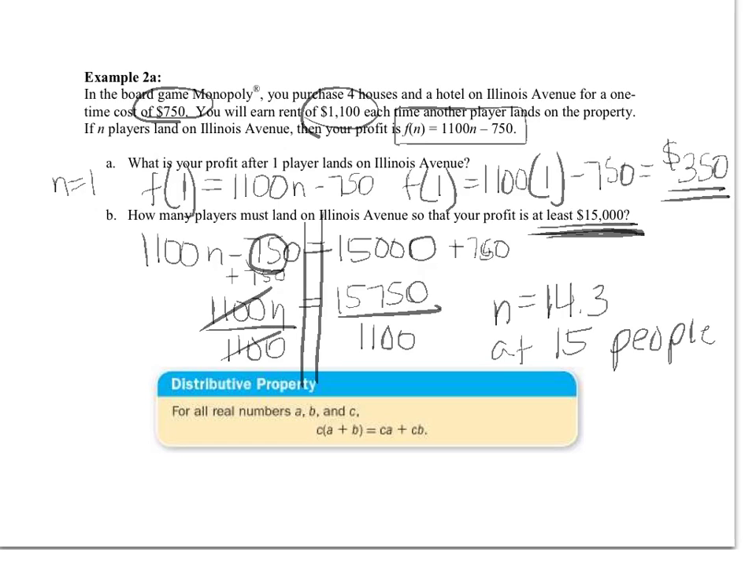Okay, at the bottom of this page, we're going to review the distributive property that you should have learned in Algebra 1. And it says, for all real numbers A, B, and C, C times (A plus B) inside the parentheses is the same as distributing that C to each part of the parentheses. So C times A plus C times B.